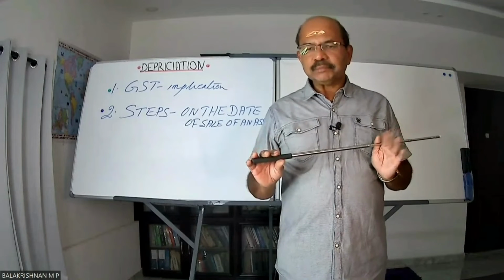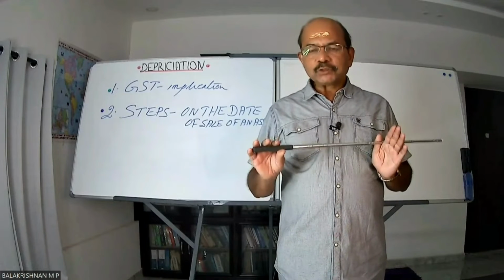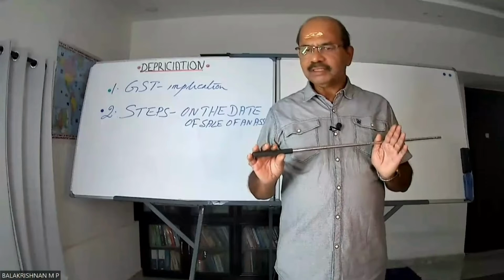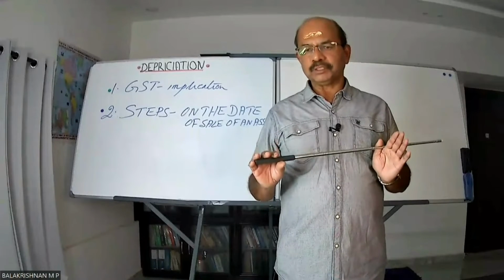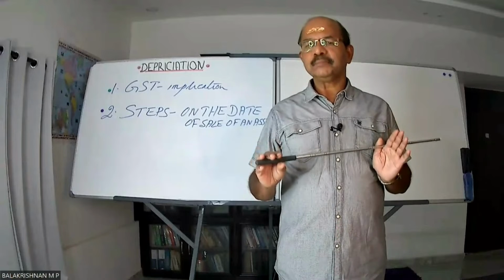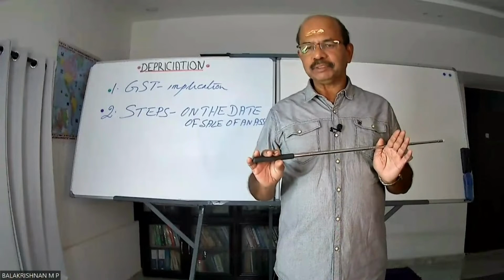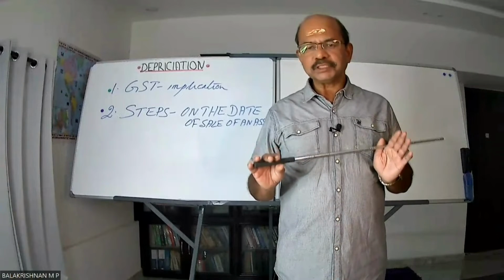Current year's depreciation means, suppose it is sold during mid of the year, only 6 months proportionately, or 9 months proportionately, or 3 months proportionately. Then and only then you make a separate journal entry for depreciation. That is nothing but depreciation to asset.